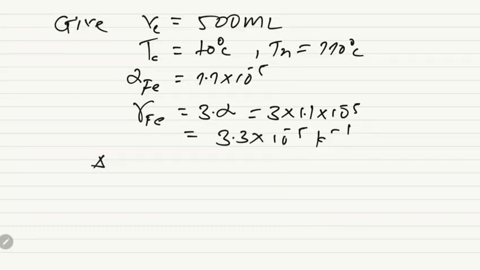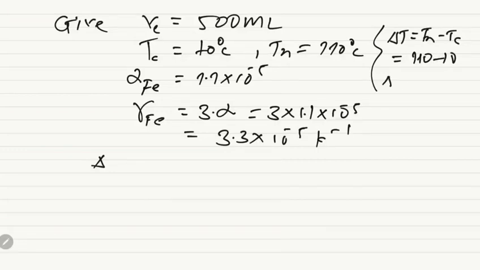Then, before the change in volume, another thing is given. From the change in temperature, we have the temperature hotter and the temperature colder. So the change in temperature is T hot minus T cold, which is 110 minus 10. So the change in temperature is 100 degrees Celsius or kelvin. All right, now the other thing given is the volume expansion coefficient of the water.